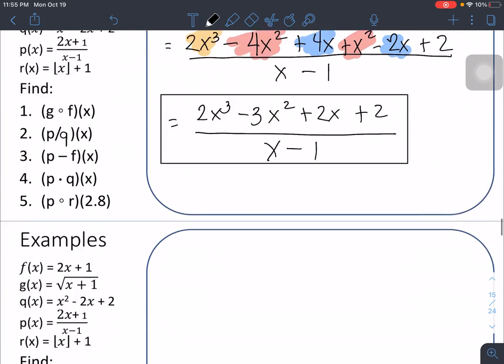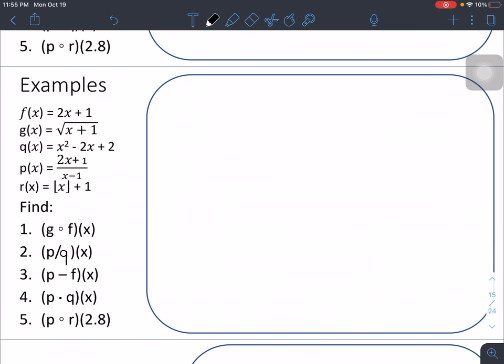Okay? And lastly, p composed of r, wherein x is equal to 2.8. So we could proceed first by performing the composite operation. Replace all the x's of the p of x function with the r of x function. Then the combined function will proceed by replacing with 2.8 as the x value. Okay, so p composed of r of 2.8.